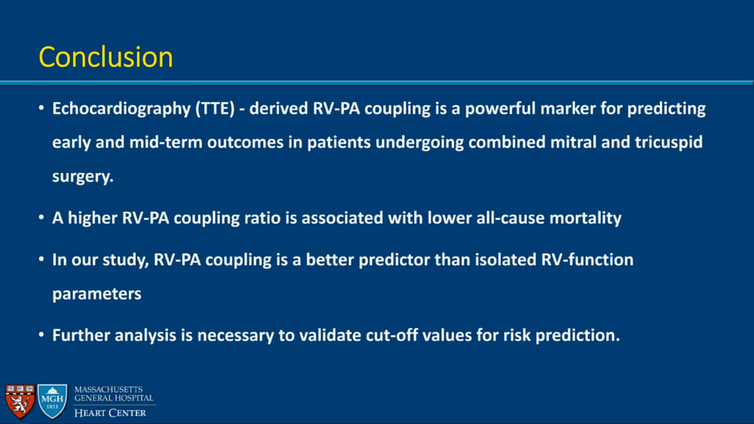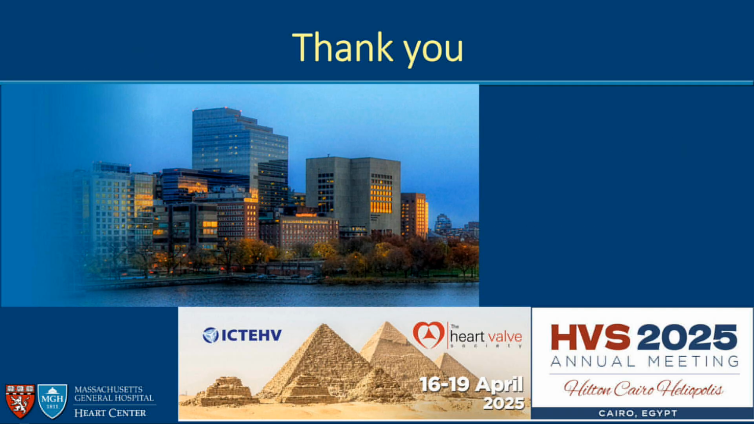So in conclusion, echo-derived RVPA coupling is a powerful marker to predict early and midterm outcomes in patients undergoing combined mitral and tricuspid surgery. Higher RVPA coupling ratios are associated with lower all-cause mortality, and in our study, RVPA coupling is a better predictor than isolated RV function parameters. But further analyses are required to validate the optimal cutoff values and to see which cutoff value is best to predict outcomes in this patient cohort. Thank you.